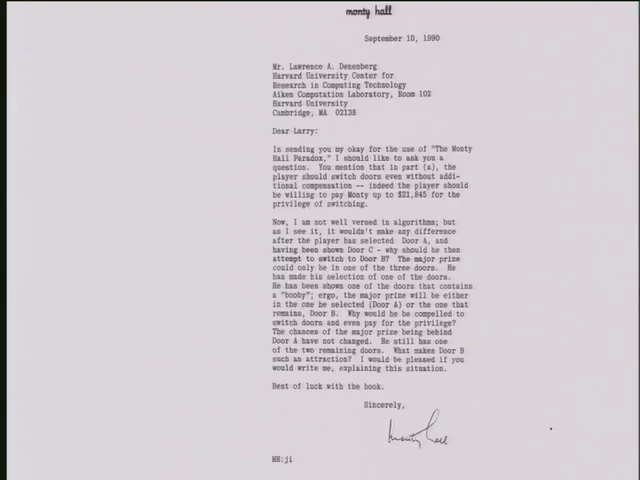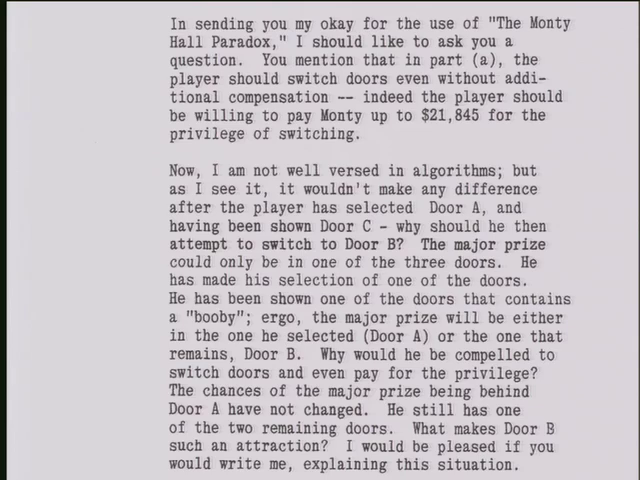Can you read this? Okay, so it's a letter from Monty Hall to a professor at Harvard, which, here's what it says. This professor had written to him asking whether it's okay to refer to this Monty Hall problem or paradox in a book. Do you have any copyright objections? And so Monty Hall wrote back saying, I'm sending you my okay.